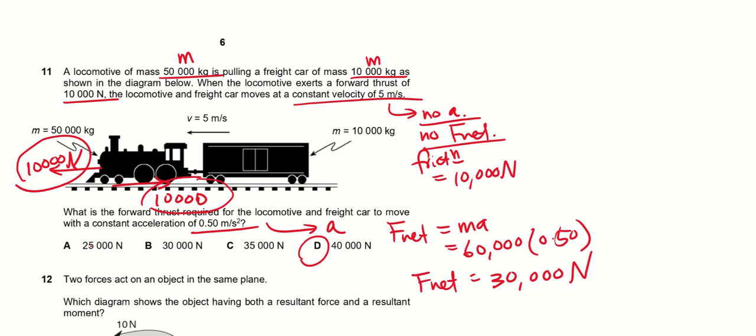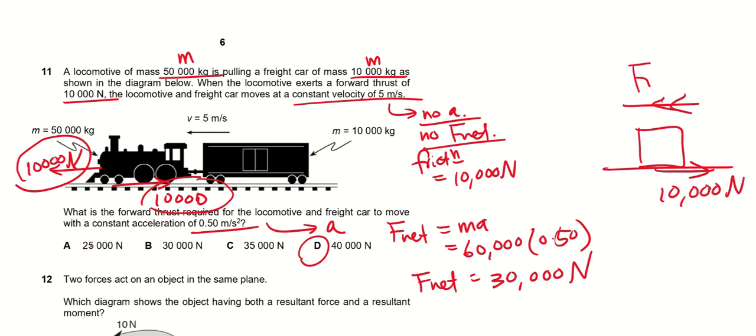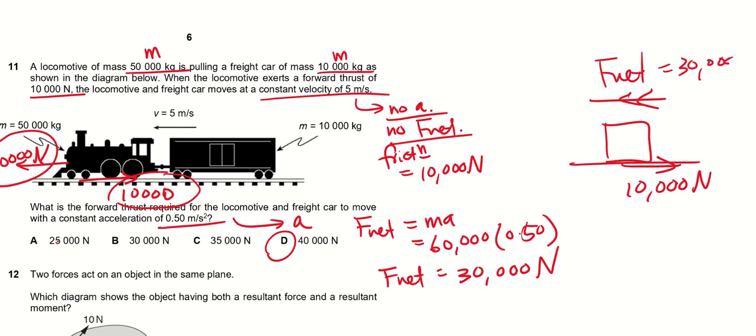So let me draw the free body diagram. Let's say the frictional force doesn't change. It is 10,000 Newton. And I calculated that my F net is to be 30,000. How do I get 30,000? Because I want the acceleration to be 0.5 meters per second squared.